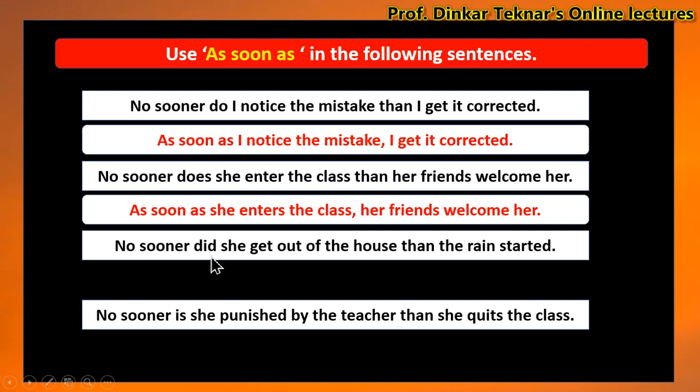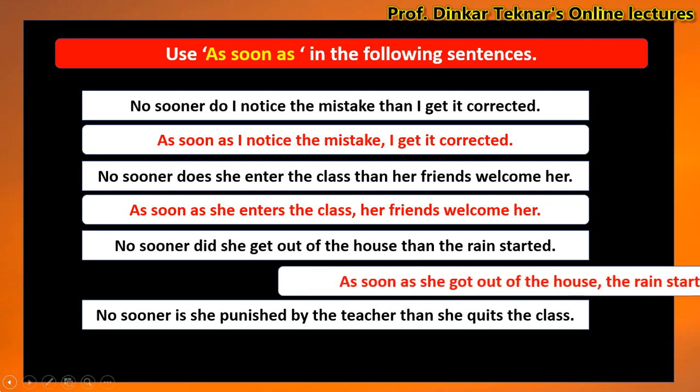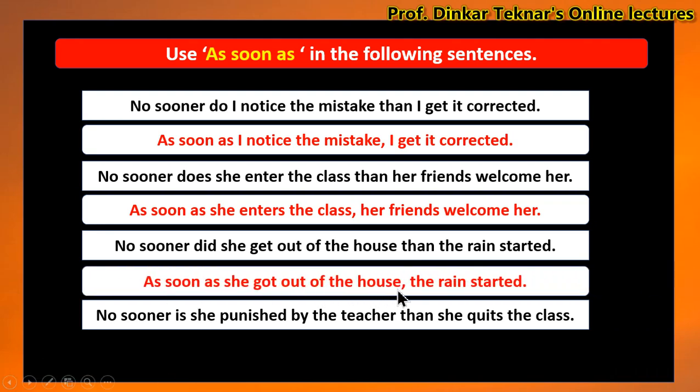Now look at this sentence. No sooner did she get out of the house than the rain started. As there is the auxiliary verb did, this means the verb should be in the past tense. If we remove this did, get will become got, than will be removed and a comma will be given here. So the answer is, as soon as she got out of the house, the rain started.